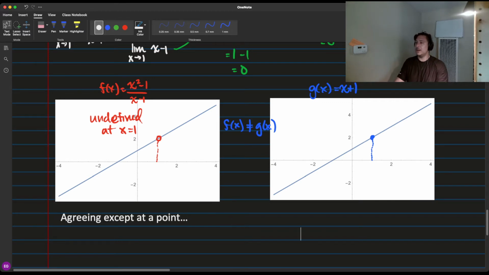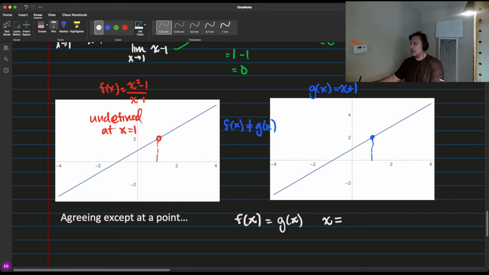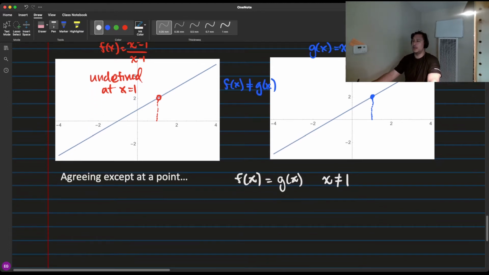So what we have here is that f of x equals g of x, almost. They're equal except when x is equal to 1. As long as x is not equal to 1, you plug it in and get the same value. And this is important because you can see from the graph that as you approach 1, the behavior of these two functions is the same.